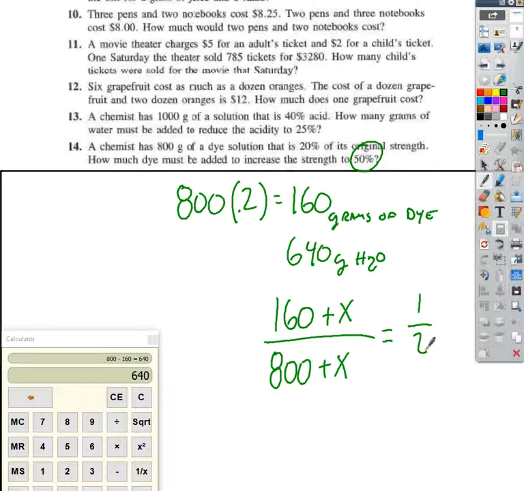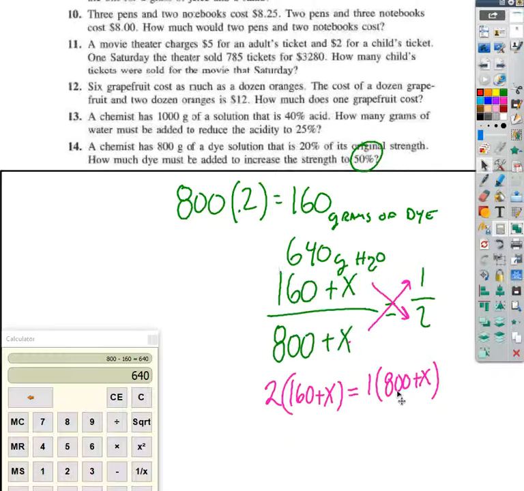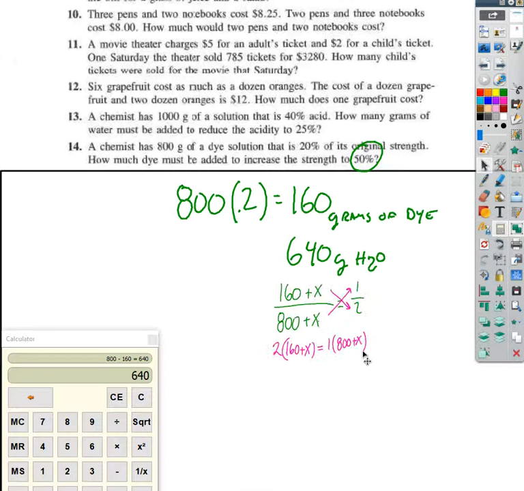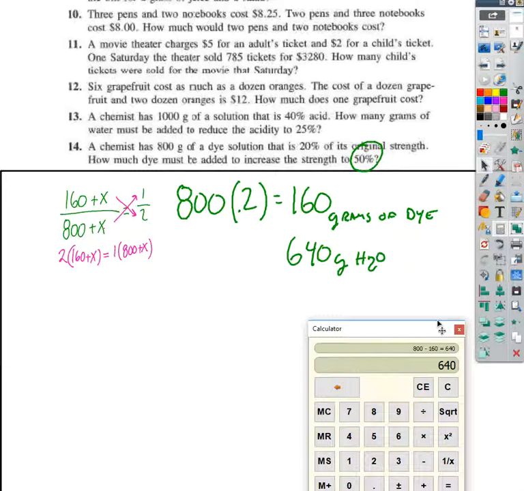Now we have a proportion, and we learned that in 7th grade we can cross multiply. We can multiply across the equal sign, and so that means that 160 plus x times 2 is going to equal 1 times 800 plus x. All right, now this is something I can work with. Unfortunately, I did not give myself enough room to work with it, so I don't want to erase. What I could do is move it over here. All right, so I have room to work.